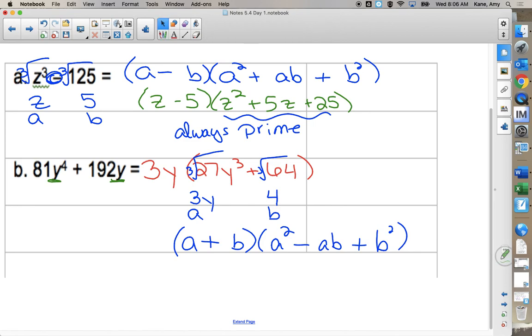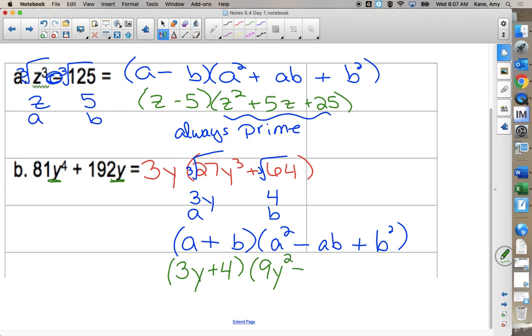So Ava, that would look like 3y plus 4, 9y squared, right? So you're squaring the 3 and the y. Minus 12y, and then you're multiplying those two together, so 3y times 4. And then you end with B squared, which is 16.